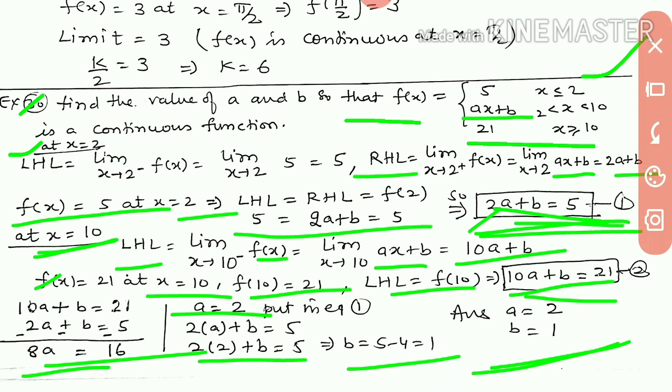Look, this question is very important, and if you get it in a board exam, it will be 4 marks. So practice it in a proper way.